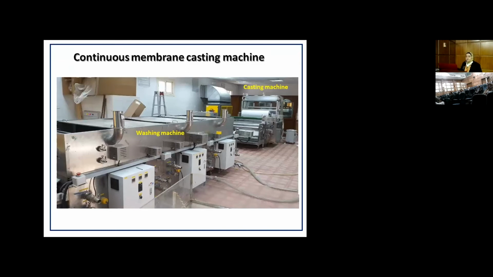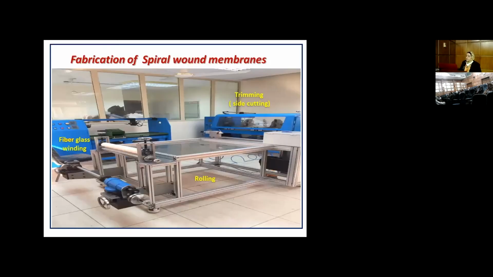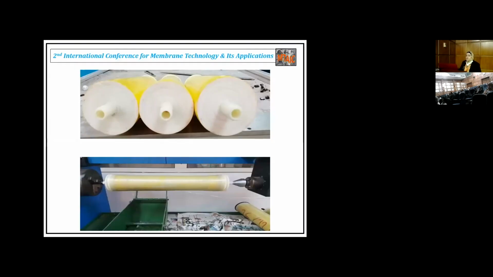After we selected the best kind of membrane, we made this membrane at pilot scale and produced large-scale flat sheet membrane using our continuous casting machine in our lab. This is the casting knife, and we put the polymer solution in this casting knife, draw the flat sheet membrane, and get it rolled. We use the fabricated spiral wound membrane to produce the large ultrafiltration filters.